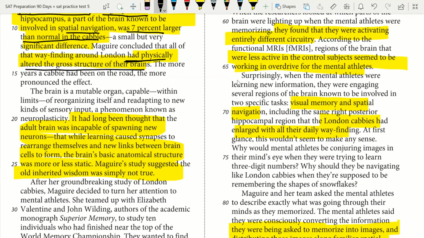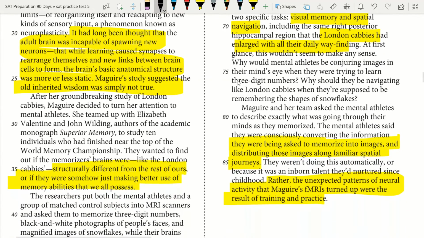Okay, so now I go through, we see that they altered the structure of their brain. We see that it had long been thought that the adult brain was incapable of spawning new neurons. So that's a claim from the past. Now, because it says that it had long been thought this, that's indicating to me that they're probably going to try to counter or refute that past claim that the brain is incapable of spawning new neurons.